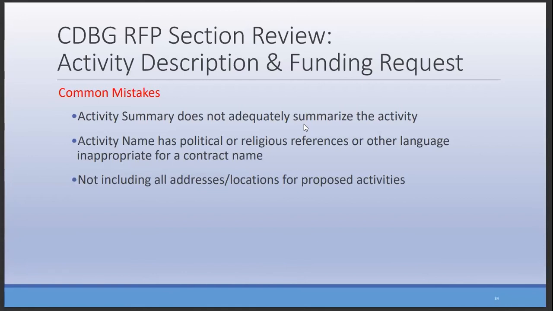Another mistake is not including all addresses and locations for the proposed activities. Understandably, there are situations where the locations may not be completely identified. This is common, for instance, for housing-related activities where you do not know yet where the job sites for the home repairs will be. In this circumstance, stating that the actual sites will be determined based upon eligibility is reasonable.